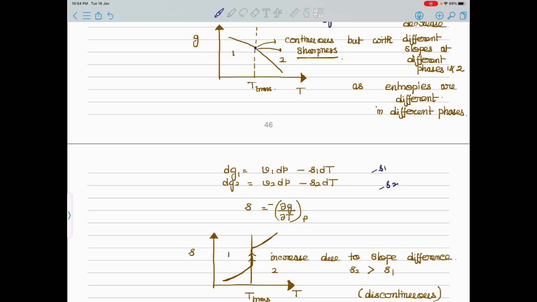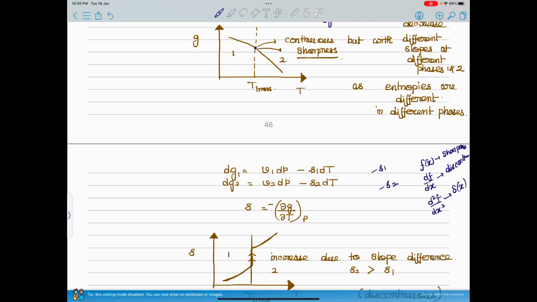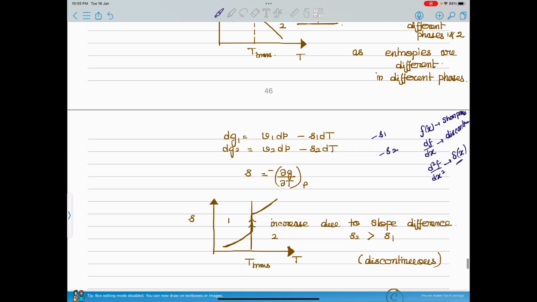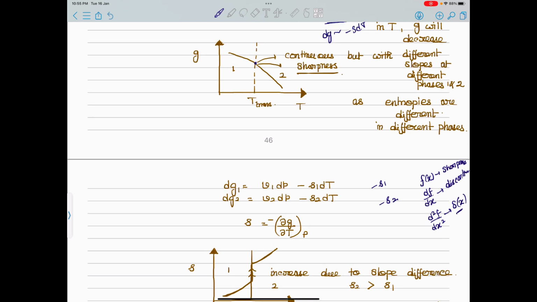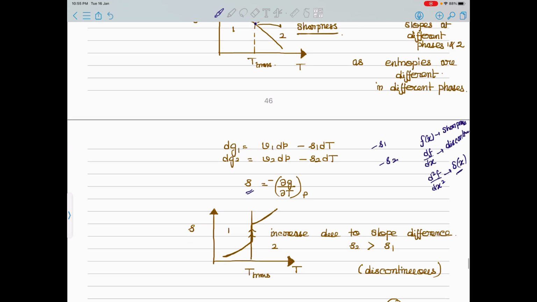Whenever some function f(x) has some sharpness, or a change in slope is seen, you can see that its df by dx generally has a discontinuity. And if you differentiate it once more, d2f by dx2 becomes a Dirac delta function, which in certain places tends to infinity, it diverges. So since G has some sharpness with respect to T, its first order derivative, which represents S, the specific entropy, must be discontinuous.